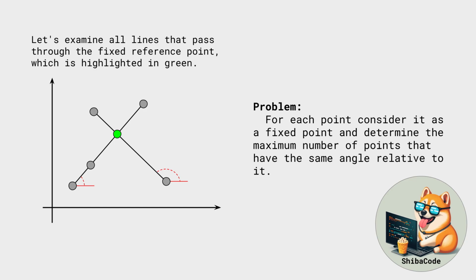If two points have the same angle relative to the reference point, they lie on the same line. Counting the number of points with the same angle can be done with a hash map. And finding the angle between 2 points can be done by finding the slope between them.